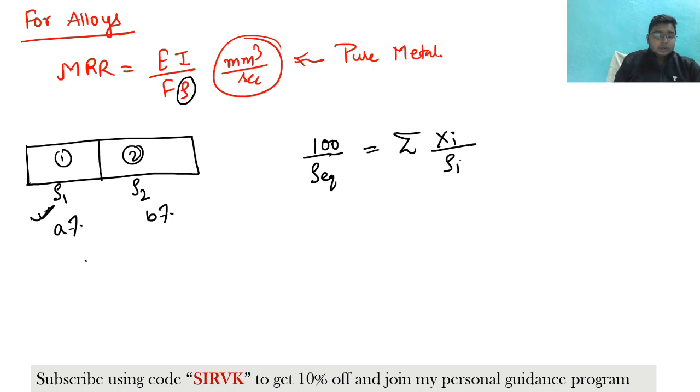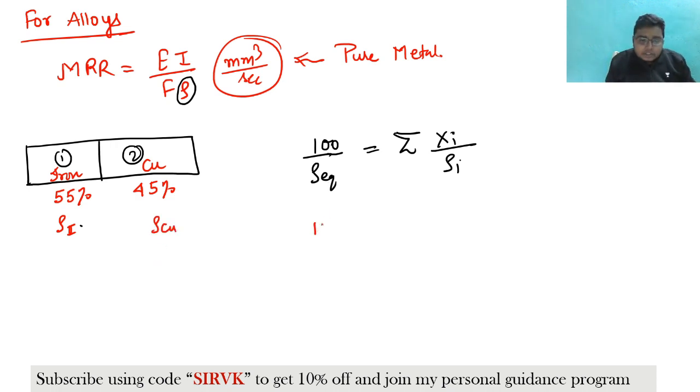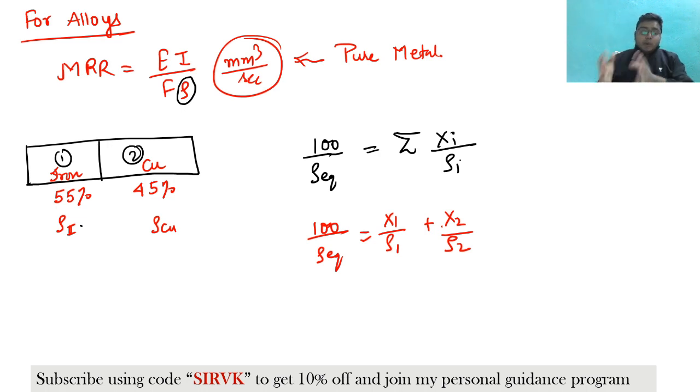Suppose the first material is iron and this is the copper. Clear? Now suppose 55% iron is there and 45% copper is there, how can you find the equivalent density? You know that density is rho 1 for the iron and rho 2 for the copper. So you can directly substitute it here, that is 100 by rho equivalent is equal to summation of xi by rho i, means x1 by rho 1 plus x2 by rho 2. What is the meaning of x1 and x2? X1 and x2 are the composition. Fine, how much composition is there?